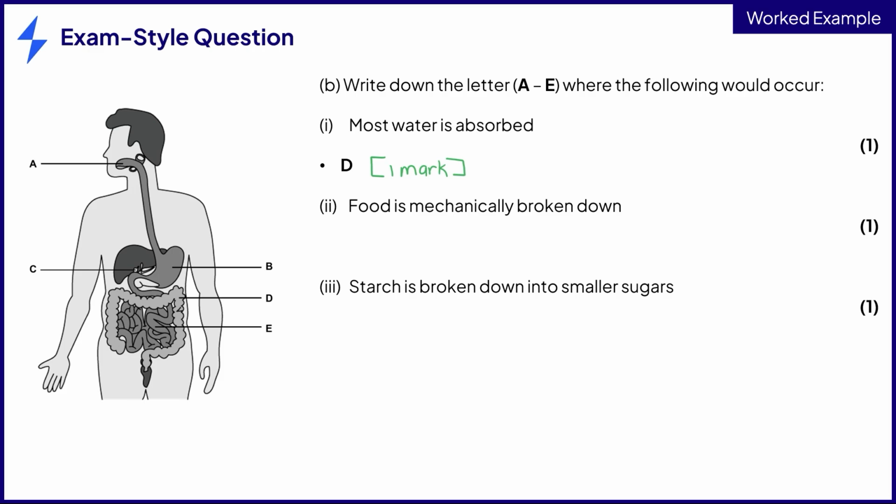The next part of the question requires you to identify where mechanical digestion takes place. There are two possible answers here: A, the mouth where you chew your food, and B, the stomach where churning occurs. Finally, you must identify where starch is broken down. Again, there are two places where this happens: A, the mouth where amylase is released by salivary glands, and E, the duodenum, where the pancreas releases amylase to complete starch digestion.